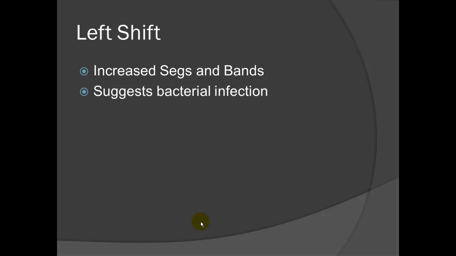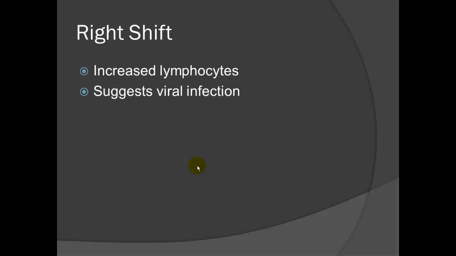Left shift versus right shift. A left shift is an increased amount of white blood cells, segs and bands, and we're going to see a higher amount of bands, and this suggests a bacterial infection. And matter of fact, a bacterial infection that has caused you to bring forth resources that are not mature yet. So a bacterial infection that's winning. Versus a right shift: increased amount of lymphocytes, and this would suggest a viral infection.